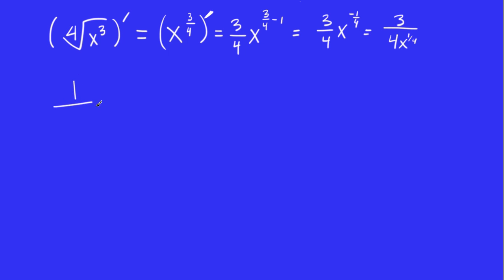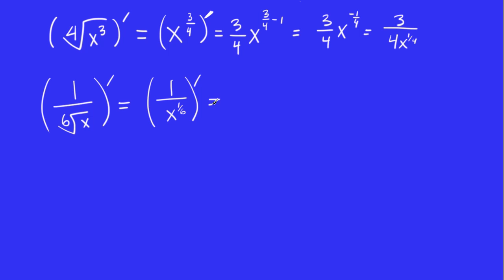What about something like this? 1 over, say, the 6th root of x. Now, this might not look like a power rule at all, but it is. Because we can rewrite this in a nicer way. So let's try that. Of course, let's begin by rewriting the 6th root of x as x to the power of 1 over 6.